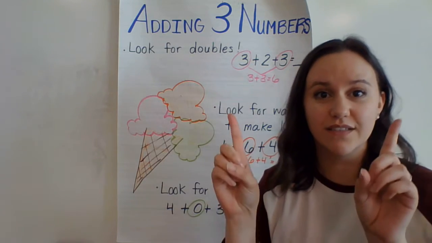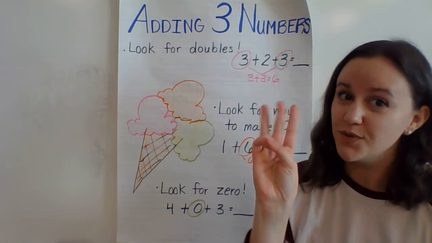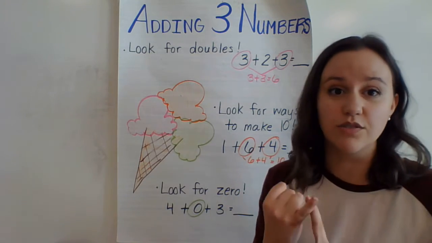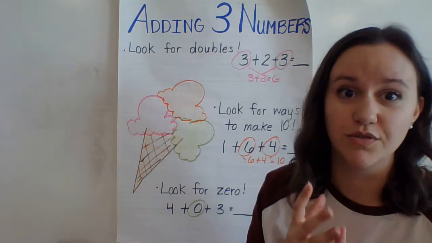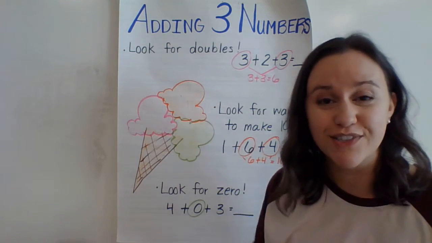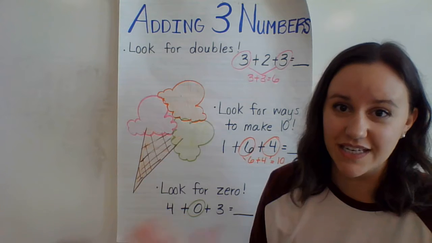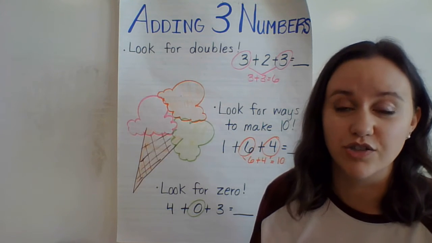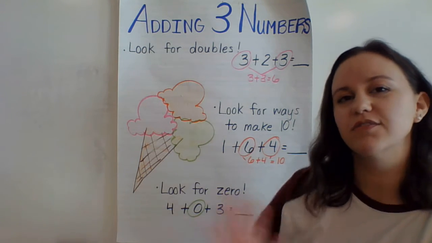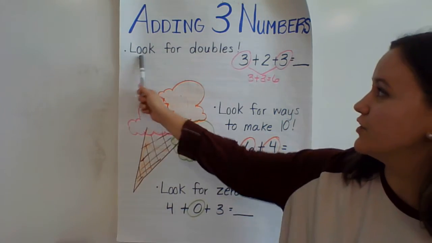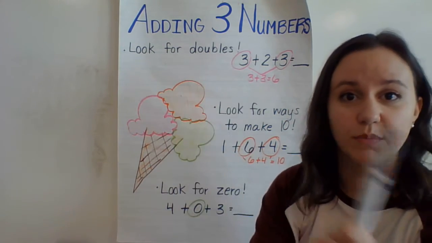Sometimes you don't only have two addends, sometimes you have three. So you can still use those same strategies. You can still use objects, you can still use your fingers, you can still draw pictures, and you can still count on. So those are all the ways that you can add. So the same addition strategies apply, but there are different things that you can do when you're looking at adding three addends.